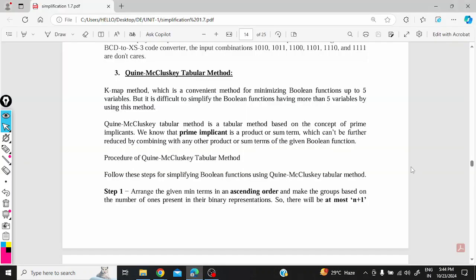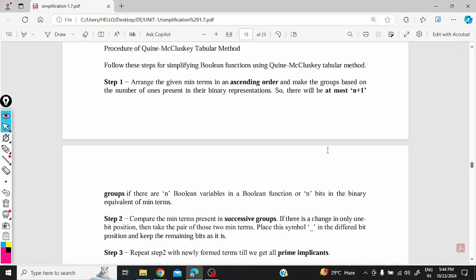Good evening, guys. In this session, we are going to see the tabular method, or Quine-McCluskey tabular method, where we are going to use a tabular technique in minimizing the given expression. There are a few steps which you need to follow in making those tables.